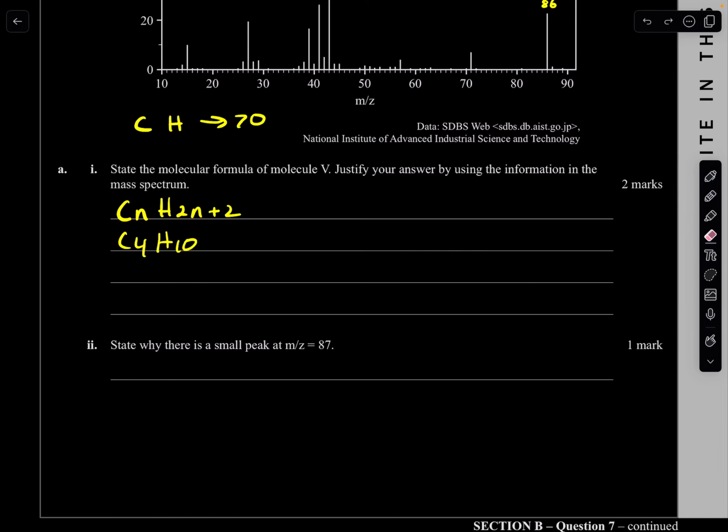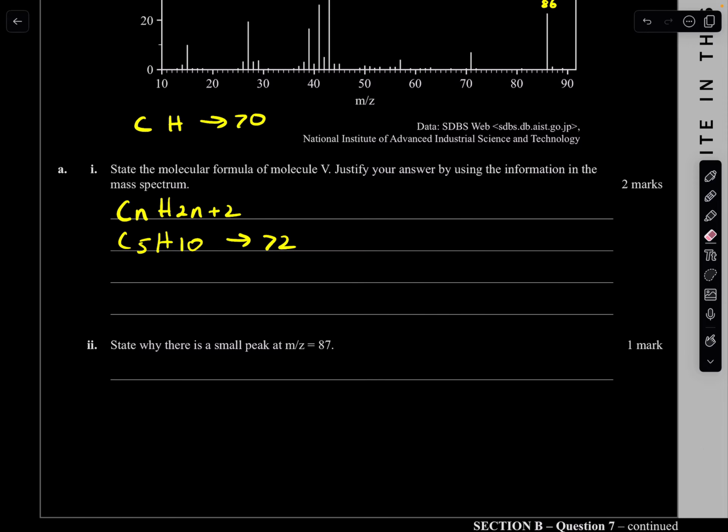What if I change this to a 5? So 5 times 2, which is 10, plus 2 is 12. Let's try that. 5 times 12 plus 12 gives me 72, which is actually close. So it's probably a C5. And then the H has to be 10, because 72 is close to 70, which means two hydrogens are out. So somewhere it has to have a double bond.